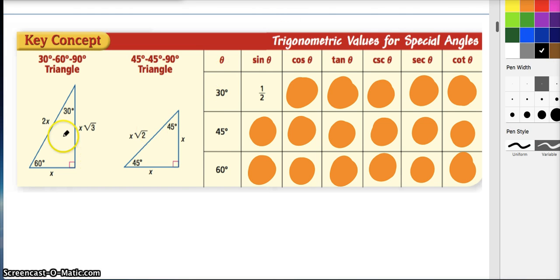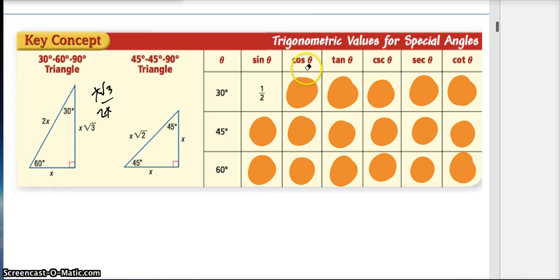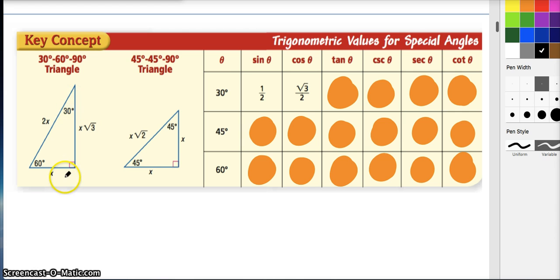So with that in mind, we're going to take a look at what happens when I do the cosine of 30 degrees, and that's adjacent, x root 3, over hypotenuse 2x. I'm going to reduce that and you get root 3 over 2. If I did the same thing with tangent, tangent is opposite over adjacent. That would be x over x root 3. Stay with me, chavalitos. I promise it'll make sense.